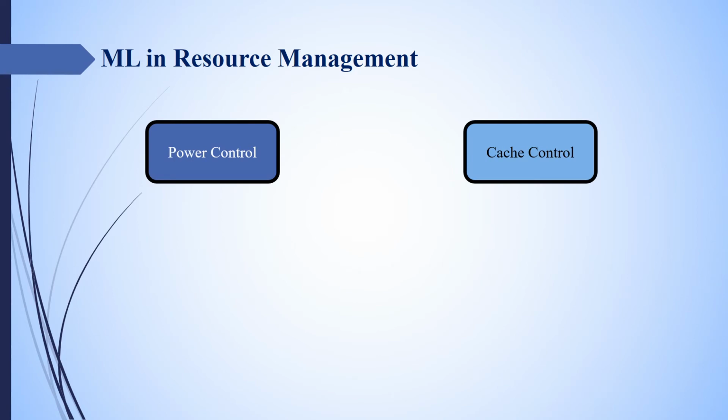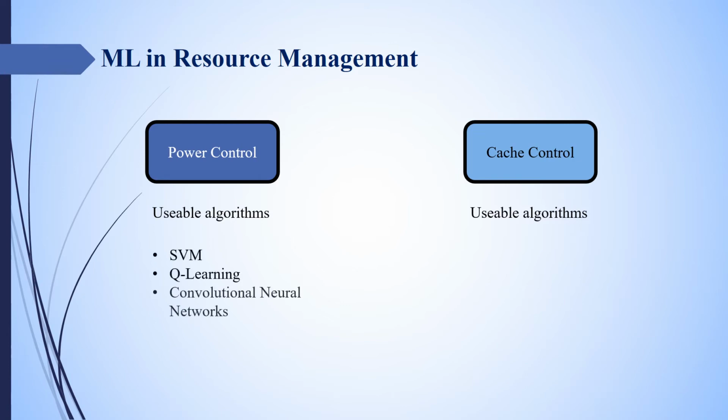The name suggests that power control is something in which the powers of each individual node is controlled, and cache control is something in which the cache of the data among each individual node is controlled. In power control, we will first discuss the usable algorithms. In power control, we have first and foremost SVM, Q-learning, and we have convolutional neural networks. All of these can be applied in order to determine the power control among different nodes.